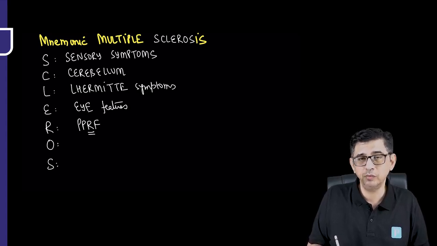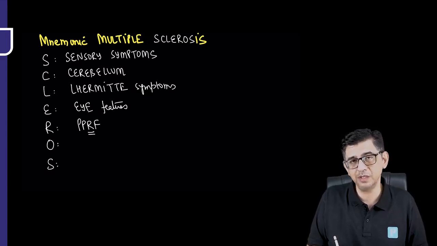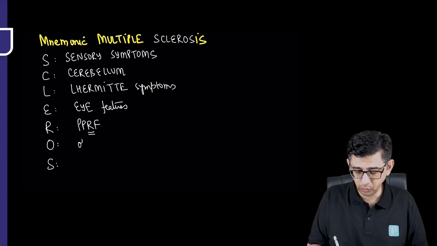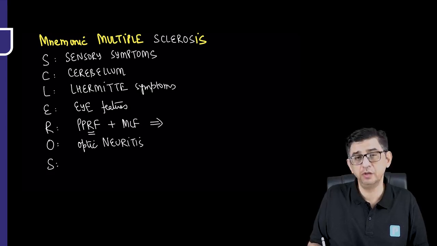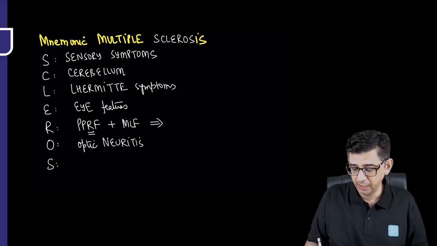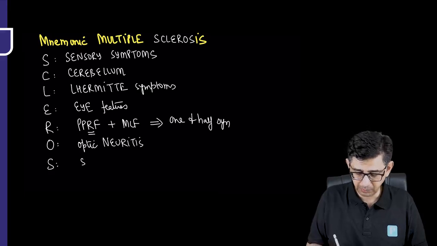And if this gets involved, if only PPRF is involved, then you have lateral gaze palsy. But if it is PPRF plus medial longitudinal fasciculus, then it would be one-and-a-half syndrome in a patient. So O here is not for the one-and-a-half syndrome, it is the optic neuritis component. I'll say that again. If we are having a lesion in PPRF plus medial longitudinal fasciculus, both on the same side, that is when we get the traditional one-and-a-half syndrome in a patient. And the last alphabet S can be used to remember the spastic weakness that will be occurring.